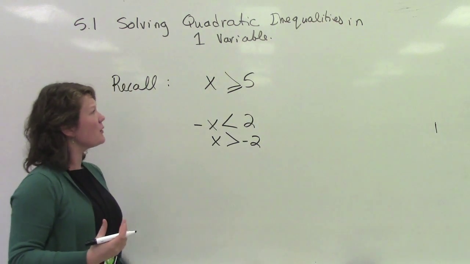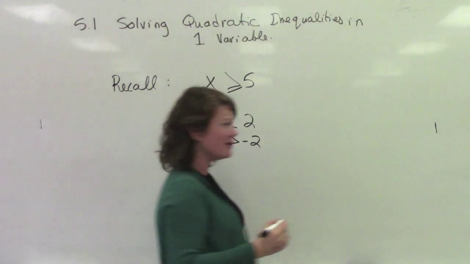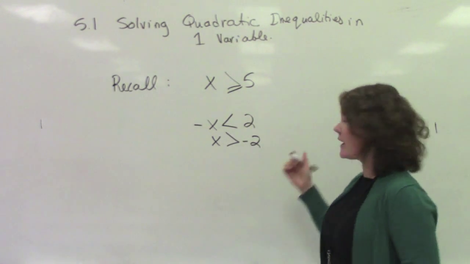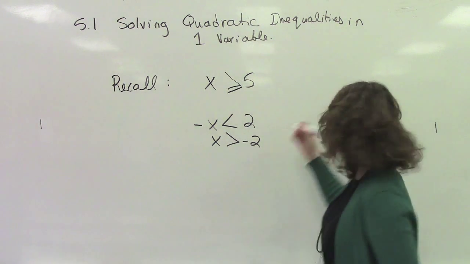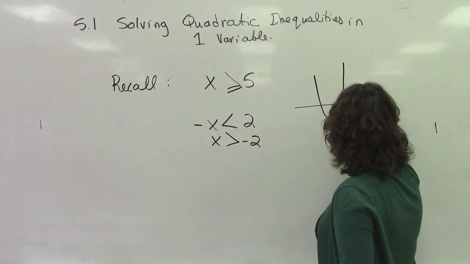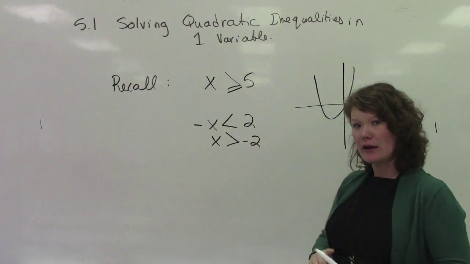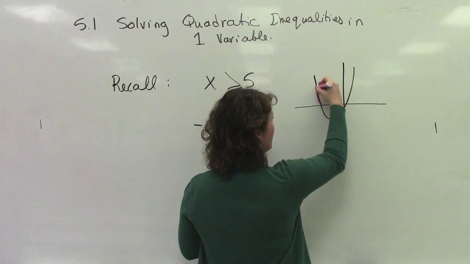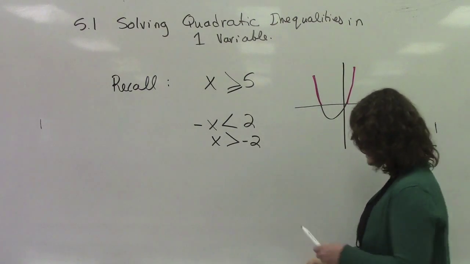So essentially what we want to do, guys, when we're looking at quadratic inequalities in one variable, is see for which domain, so for which x values, does a certain quadratic exist. So if I drew a quadratic that looked like this, so if I said, where is this quadratic positive? Oh, it's positive here and here.